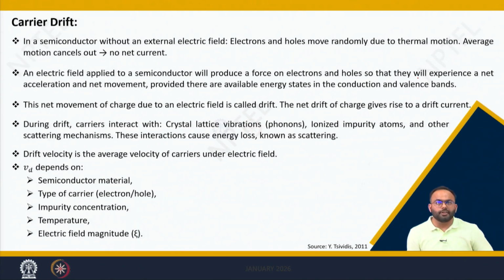Let's discuss the drift part. As I mentioned, electrons are in random thermal motion and the average current is 0. So in random thermal motion the net current will be 0. But what will happen if you apply a voltage in the specimen? Then there will be a directed motion.